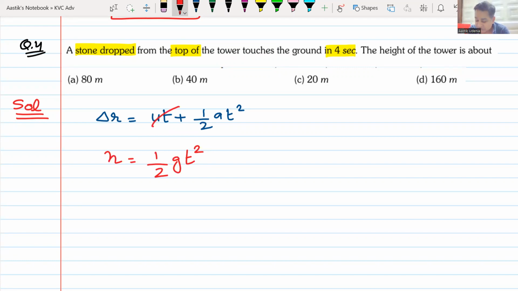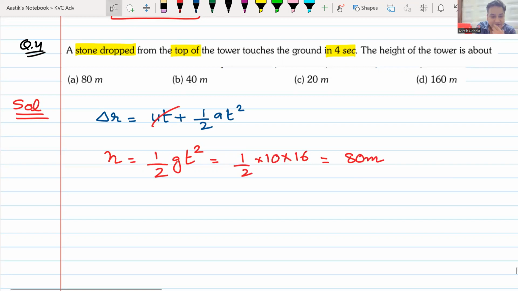Do we understand this, Kaushik, Anjali? Everyone? You can remember these shortcuts, you will get the answer straight away. Now just put the values: half, G is 10, T square is 4 square, 16, and straight away you end up with 80 meters. That is your answer. Do we understand this? Yes or no? Everyone.